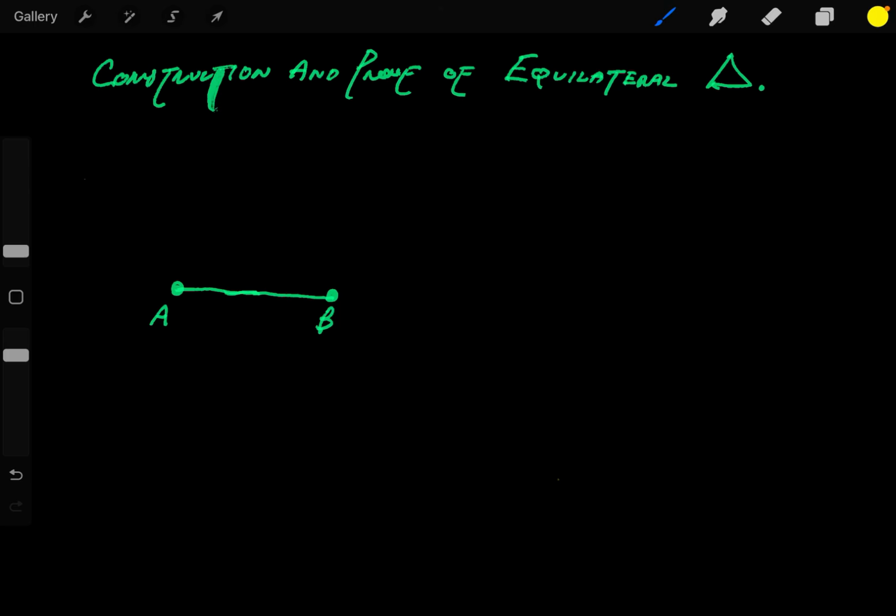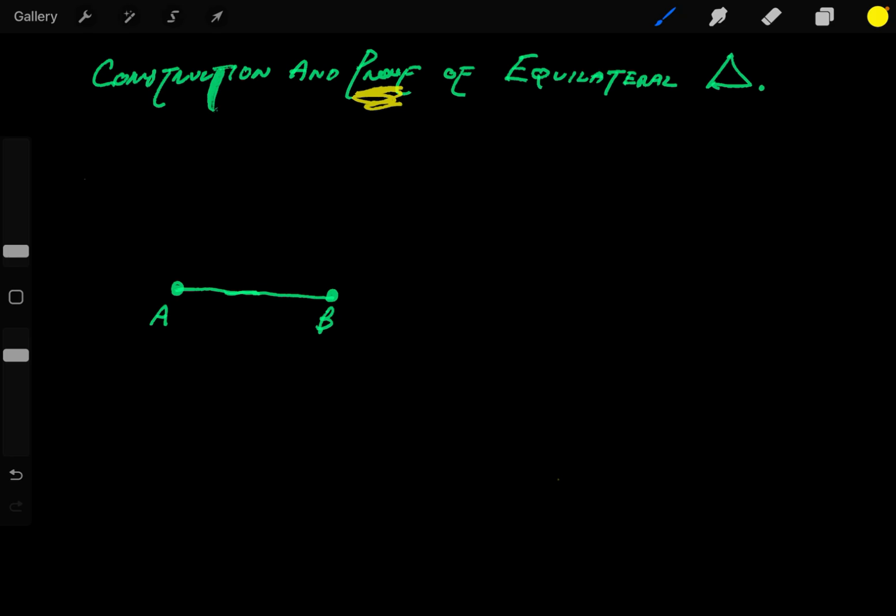Okay, so what we're going to do now is construct and prove our construction of an equilateral triangle. It's key that we also prove that what we've constructed is an equilateral triangle. So what you do here is I'm going to give you some segment, and I'm going to say construct an equilateral triangle with segment length AB.